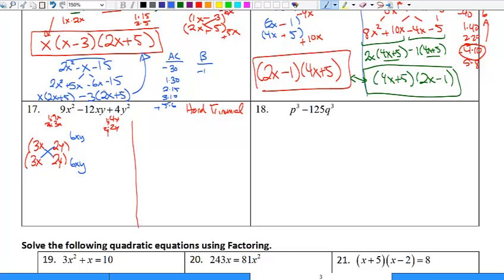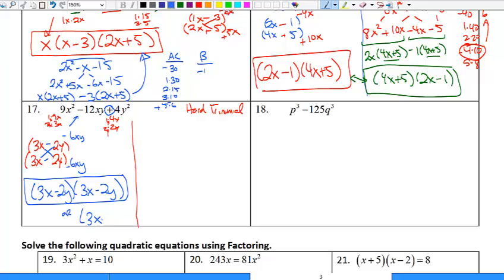Can I use 6xy and 6xy to get to negative? Well, I can. This positive right here tells me the signs have to be the same. They both have to be whatever the second sign is, so that's both negative. So the answer is 3x minus 2y times 3x minus 2y. Now, another way you could write that is 3x minus 2y squared.